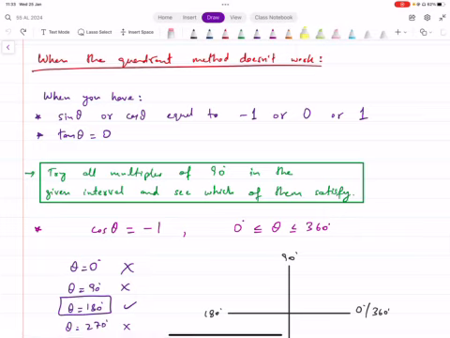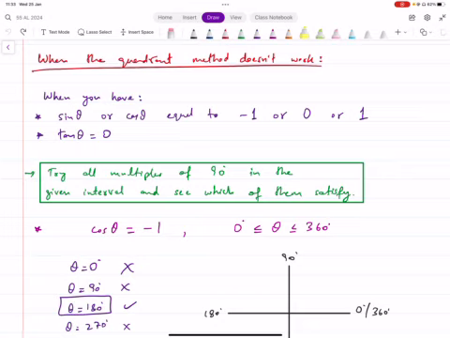When is that going to happen? When you have one of these two cases. When sine theta or cos theta is equal to 1 or minus 1 or 0, right? Then you'll have that problem. You'll get angles which are either on the x-axis or on the y-axis. You'll have that problem. या फिर you have tan theta equals 0. That could also be one case.